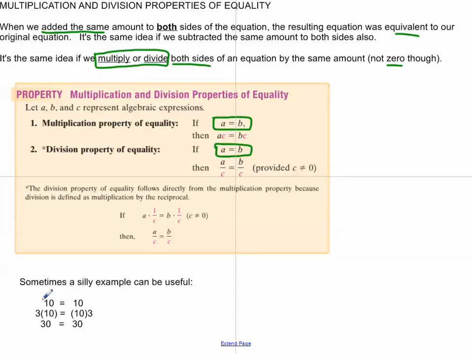Sometimes we start with a silly example. We've got 10 equals 10. If we multiply each side by 3, 3 times 10 equals 10 times 3. We're starting with the same amount, 10 on each side, and multiplying by 3 on each side. 3 times 10 on the left side is 30, equals 10 times 3 on the right side, which equals 30, and sure enough, we still get to the same spot.